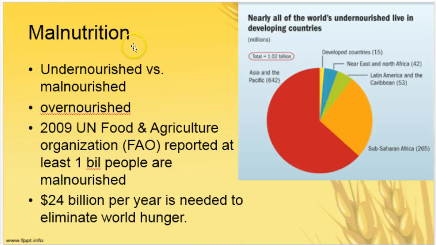So worldwide, if you look at all of this together, undernourished and malnourished, the UN estimates that at least 1 billion people are malnourished. So that's a significant part of our population, and we need a lot of money in order to basically fix that. If you look at where those undernourished people are, you see that most of them are in those developing countries. So again, we see this pattern where a large portion of Africa and Asia are these countries that are most at risk for this.